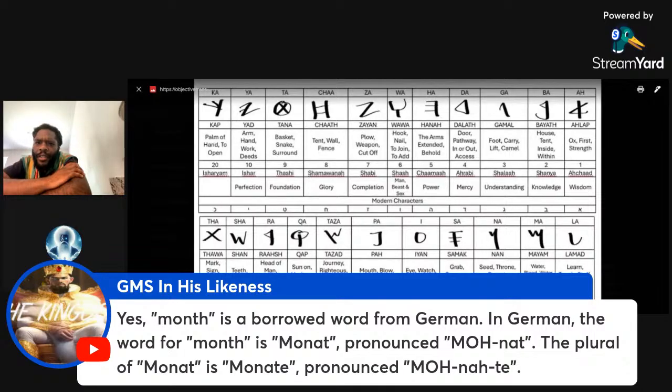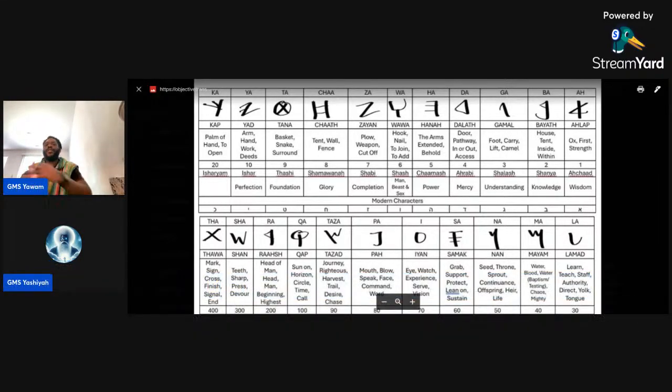Pretty much it says month is a borrowed word from German. It says in German the word month is manat, pronounced manat. The plural is manat, manet. So month is from German, but in German you got the German version, then you got one in Dutch, then one in Hebrew, and a couple of other different languages you see, but the Lord essentially showed those signs.